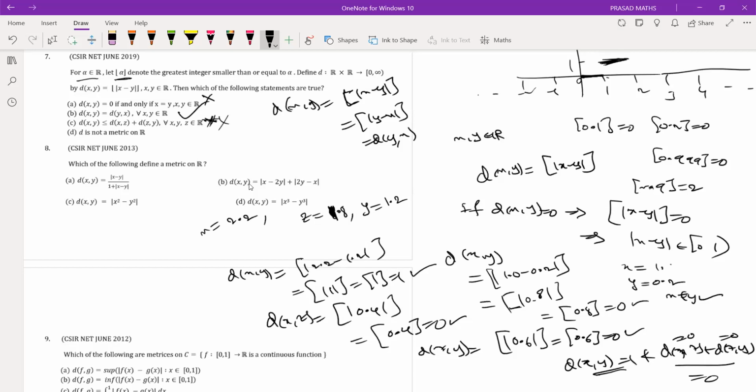So is D a metric? Fourth option. Is D a metric? No, right? At least one of the conditions failed. Therefore, D is not a metric. Answer yes, sir? Yes.